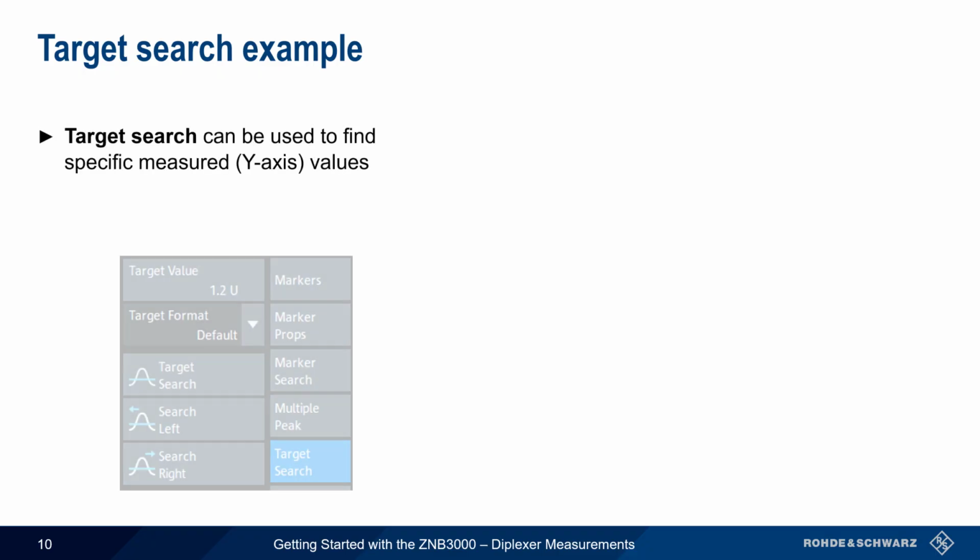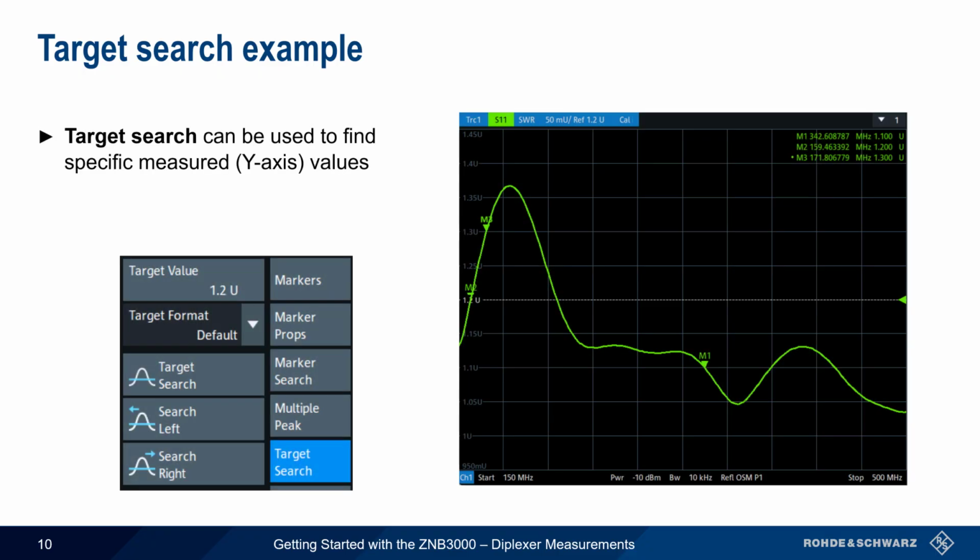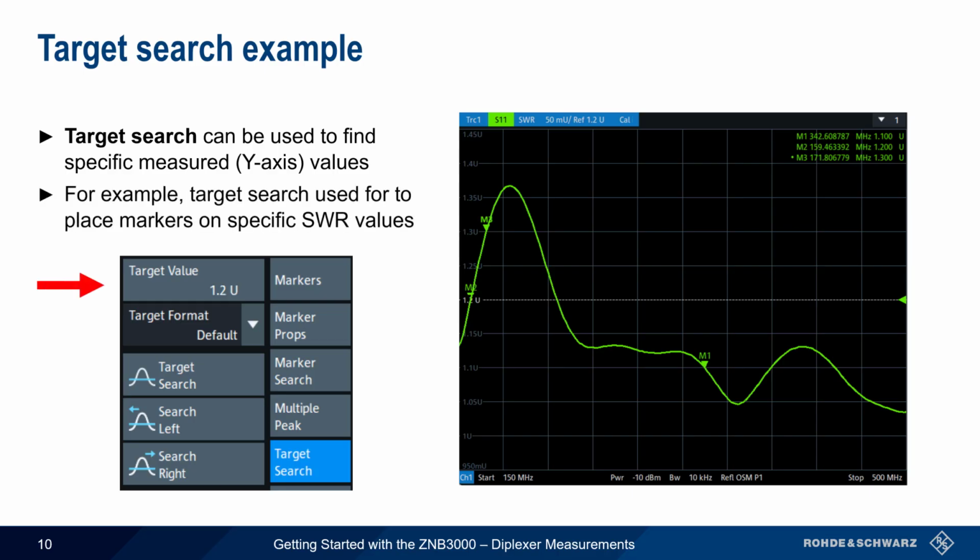For example, a target search can be used to place markers on specified measured or y-axis values. A target value is entered, and that value can be searched left, right, or across the entire measurement trace.